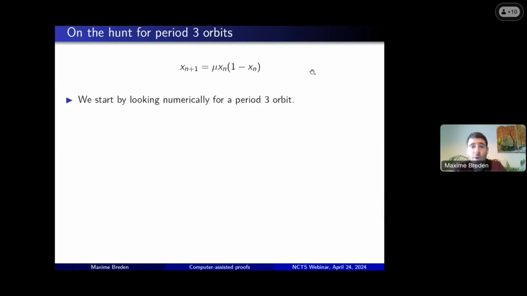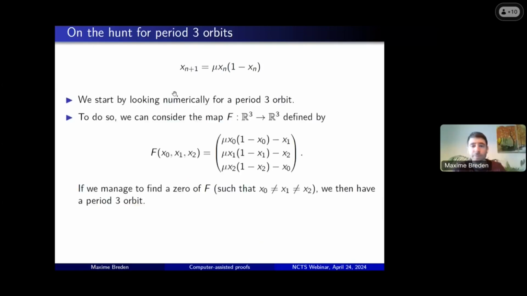One way of finding numerically a period 3 orbit, which is maybe not so sensitive to whether this orbit is actually attractive or repulsive, is to first rewrite the problem slightly and consider this map, F from R3 to R3.